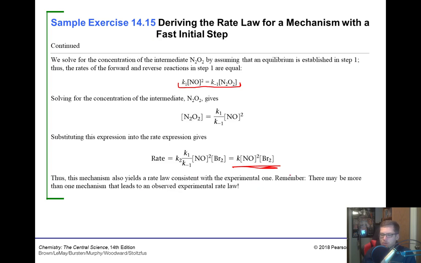And so the only way to determine whether or not this mechanism is better than the one that we came up with earlier is by actually doing experiments to figure out whether or not we actually made whichever intermediate, because that's really the only difference. In one, we form this N2O2, and in the other, we form the other.